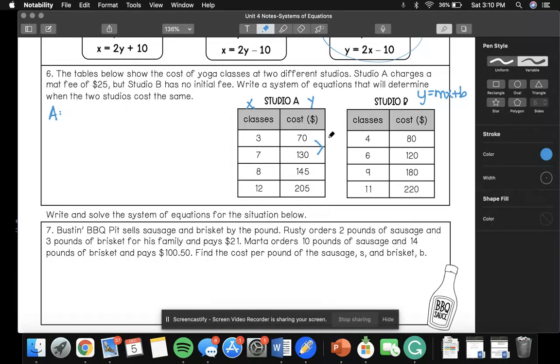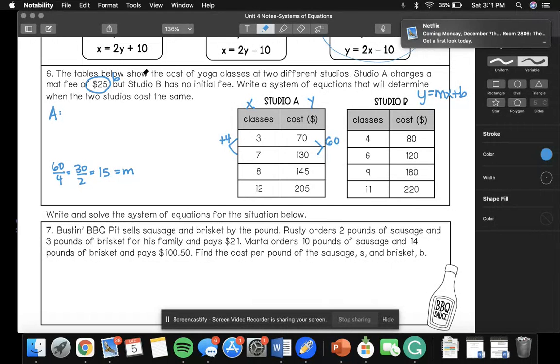The cost is increasing by $60 for 4 class periods. So my slope would be 60 over 4, which is equivalent to 30 over 2, which is equivalent to 15. So my slope for A would be 15. It also says that Studio A charges a mat fee of $25, so that would be their initial fee. So for Studio A, the equation would be Y equals $15 a class plus a $25 mat fee, a one-time sign-up fee.